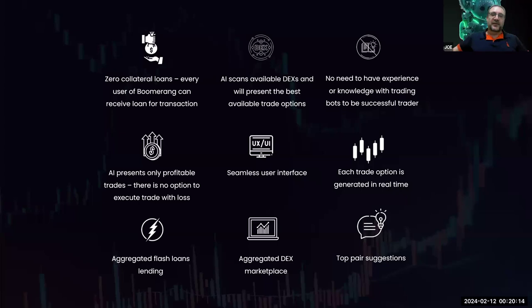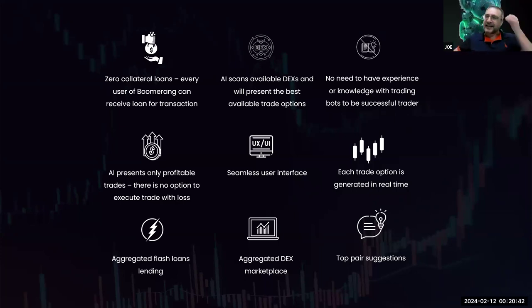So this is what's available. So zero collateral flash loans. Every user of Boomerang can receive a loan for a transaction. AI scans available decentralized exchanges and will present the best available trade options. There's no need to have experience or knowledge with trading bots to be a successful trader. AI presents only profitable trades. There is no option to execute a trade with a loss.